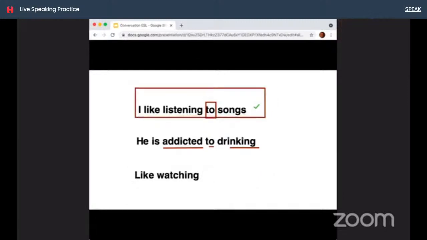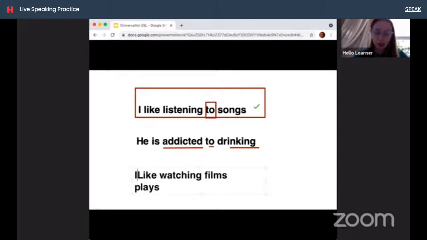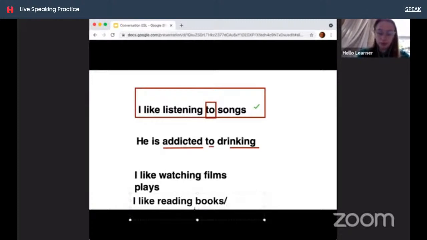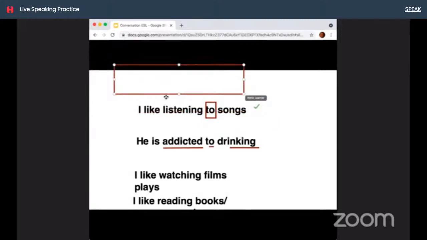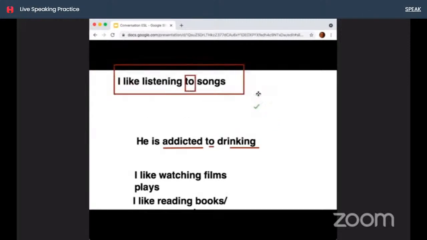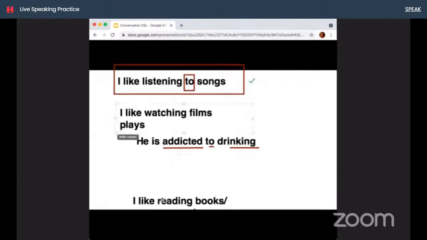So I like watching films. I like watching plays. You can say that without the to. It doesn't need the to. It's sort of to do with the type of verb it is, but you can just remember that listening is always followed with to, watching is not, reading is not. I like reading books, I like reading newspapers, I like reading magazines. So there are just some verbs that require the to, and listening is one of those. But yeah, good question. It's good to check if other verbs do that. Does anyone else have any other questions about that?